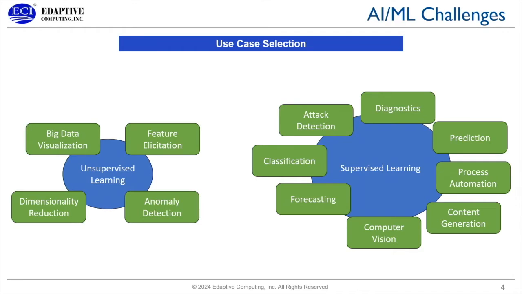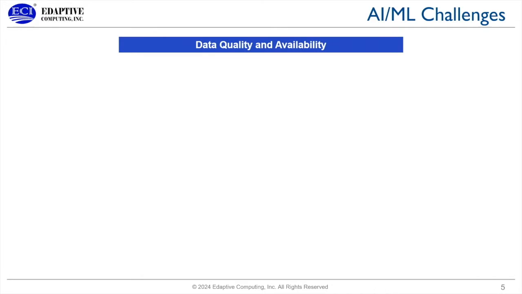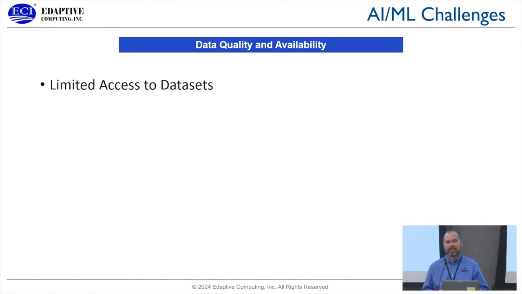So we need to educate them on what it can do, what it can't do, and then help them make their selection. The next big thing, especially with DoD, is data quality and availability. Limited access to data sets is still a huge problem within the DoD. Everything is siloed. It's very difficult to get it where it needs to be for these tools. So in a lot of cases, the tools exist, but users can't get to the data.